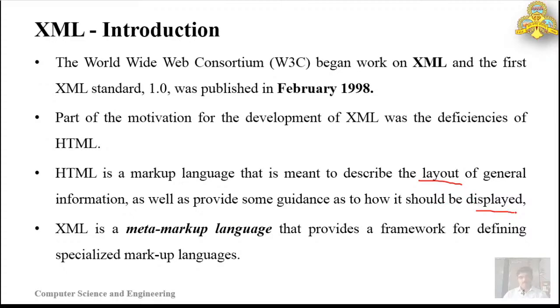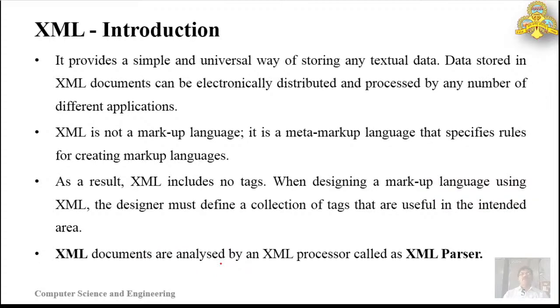So for example, in HTML there are bold, italics, underline, and also we can add some meta information such as audio, video, images, etc. Whereas XML is a meta markup language that provides a framework to create our own markup languages. So it provides a simple and universal way to store any textual data. It is very important. XML is used to store textual data, and any data stored in XML format can be shared between any type of applications. So here it can be electronically distributed.